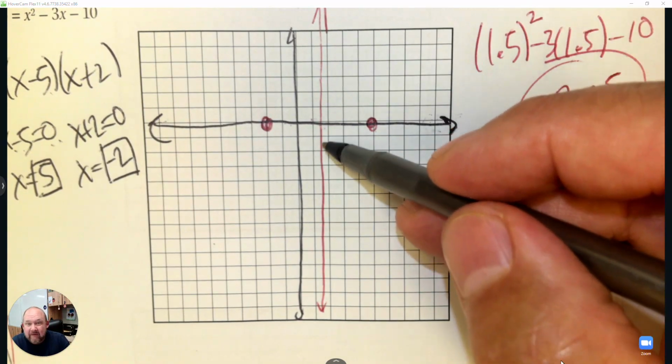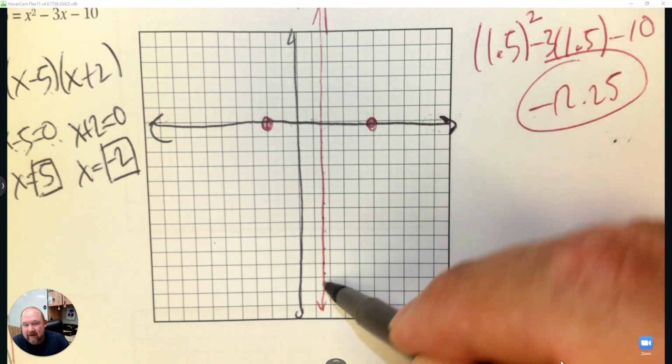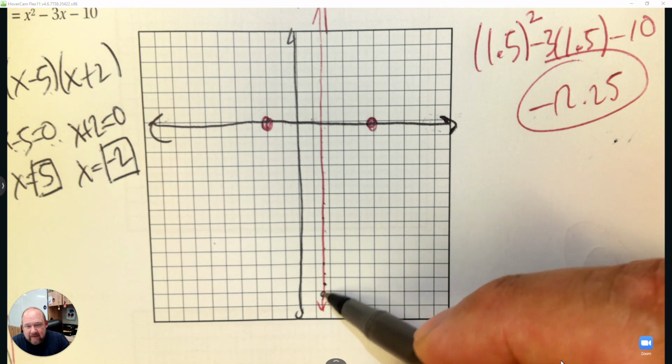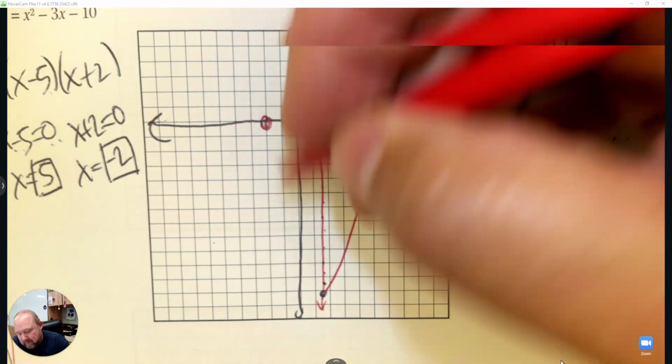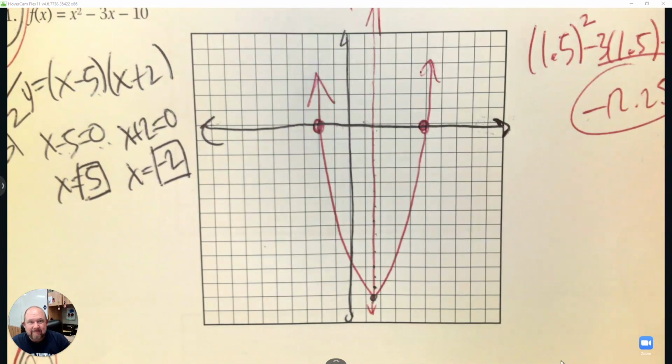All right, so 1, 2, 3, 4, 5, 6, 7, 8, 9, 10, 11, 12, and a little bit. So right there is 12 and a little bit, and then connect and make your parabola. We work through it together. It's going to be okay.